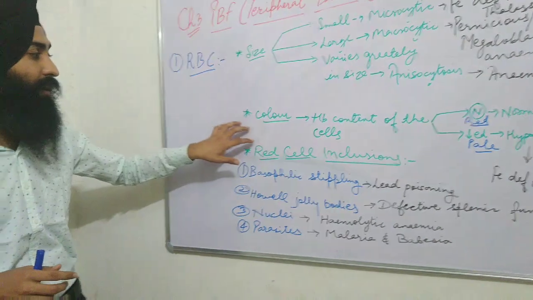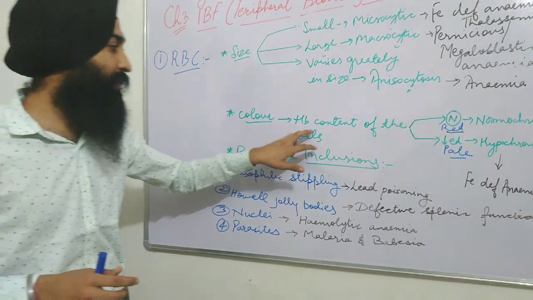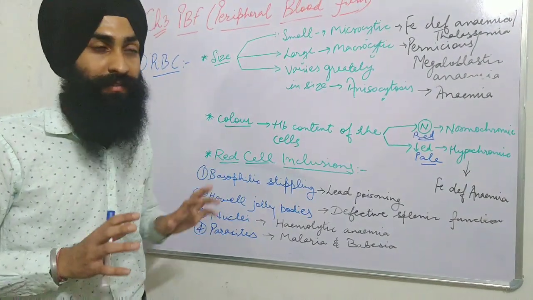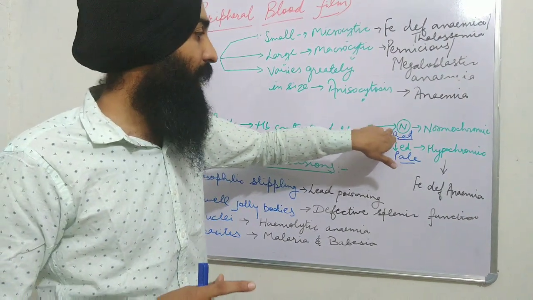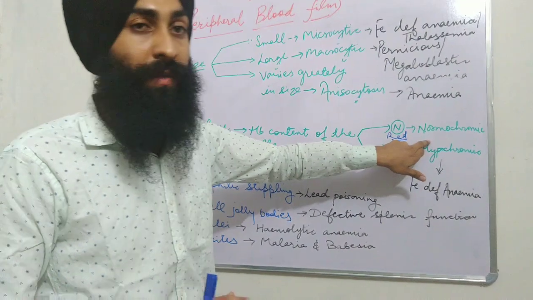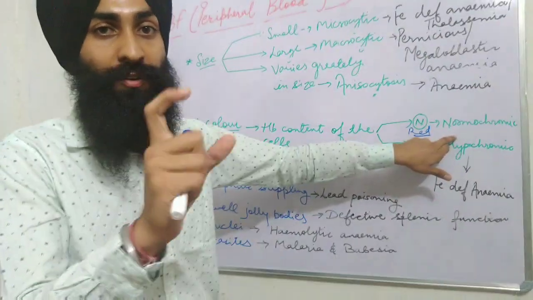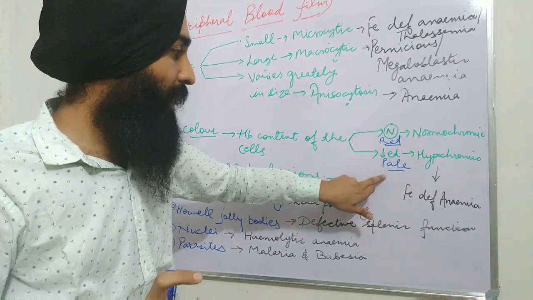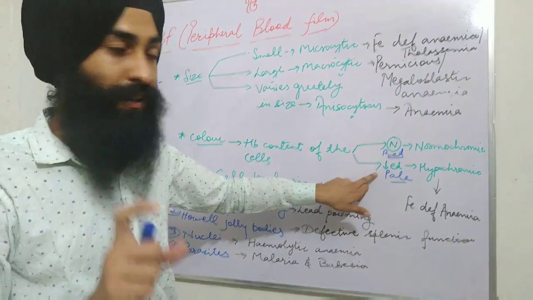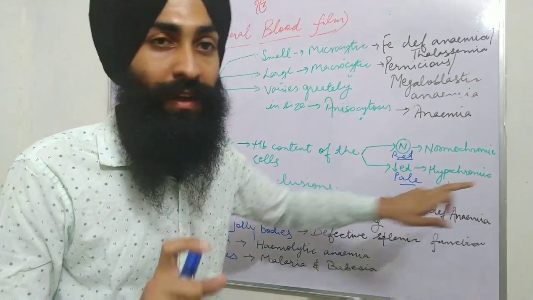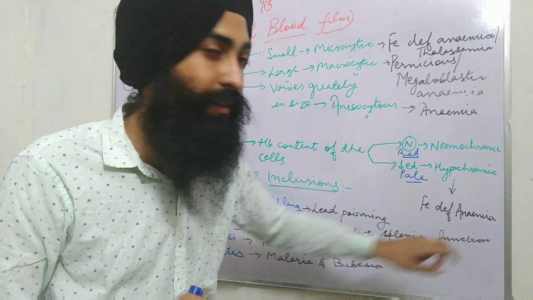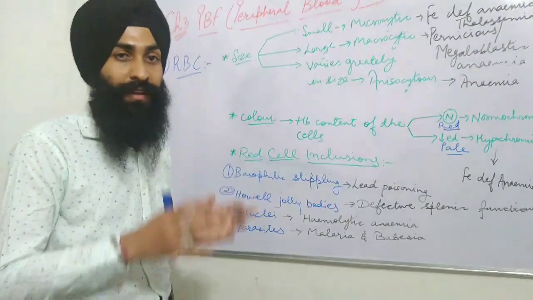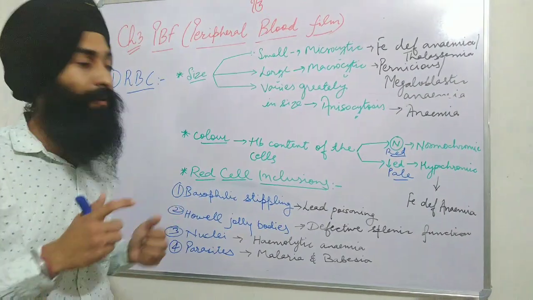Now second one is the color of RBC, which shows us the hemoglobin content of the cells. If the color of the RBCs is red, it means they are normal, and the cells are called normochromic. Means under RBC they will write normochromic. If they are pale in color, means decreased color, then they will write hypochromic red blood cells, which shows that the patient is suffering from iron deficiency anemia. That means the hemoglobin is reduced in the red blood cells.